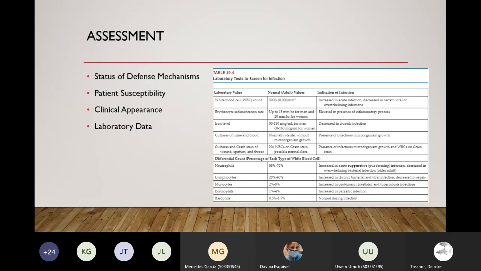Differentials, different types of white blood cells. So the neutrophils, they're increased in pus-forming infection and decreased in an overwhelming bacterial infection. Lymphocytes increase in chronic bacterial and viral infection, decrease in sepsis. Monocytes, eosinophils, and then basophils.